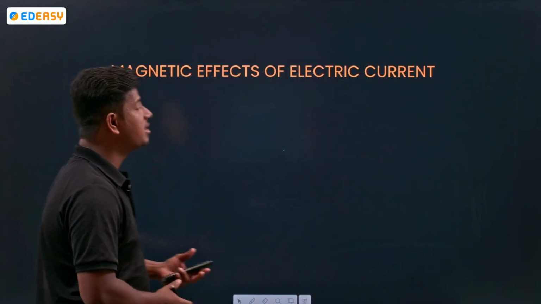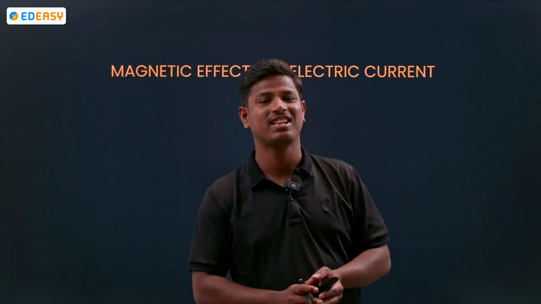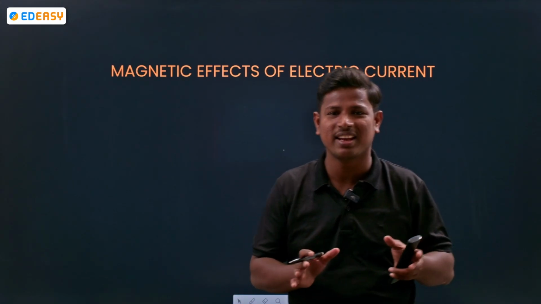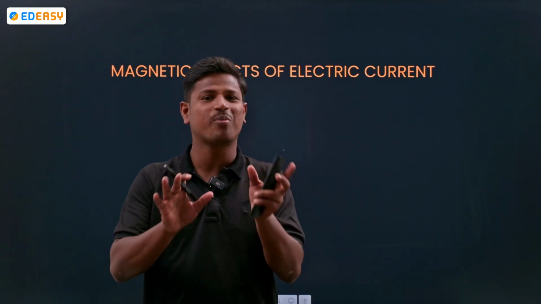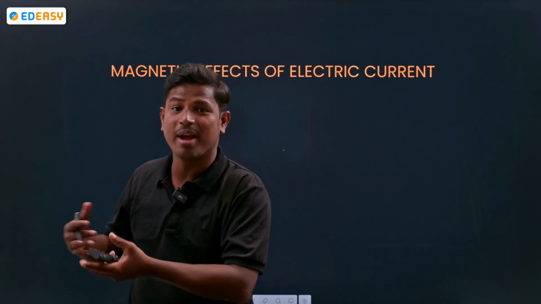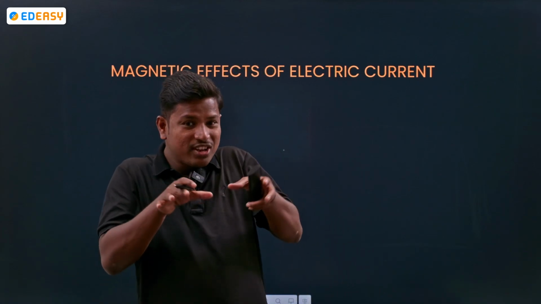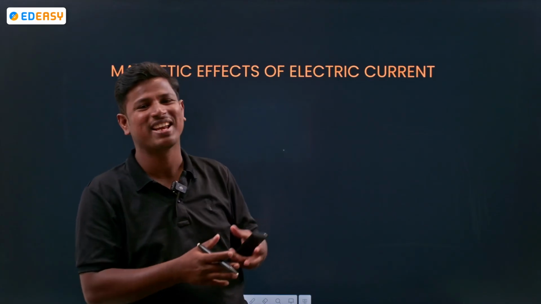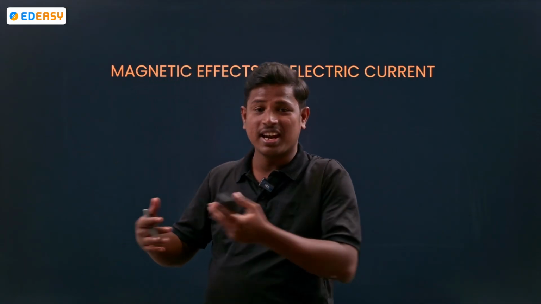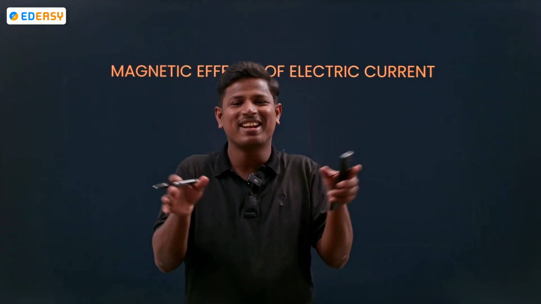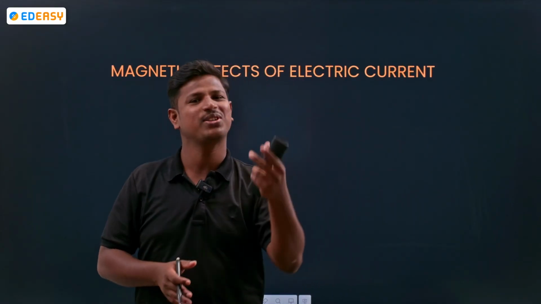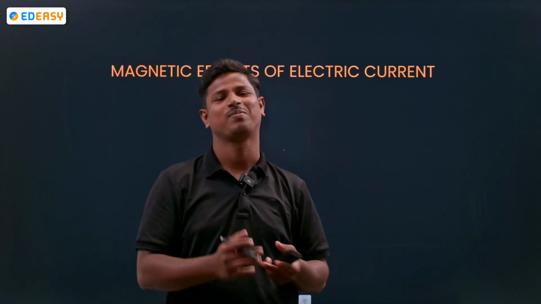And today's topic is magnetic effects of electric current. It's a very interesting topic. It's also a challenging topic, first of all, because we know about electricity and we know about magnetism. But the combination of these two is challenging, because studying electricity is one way and studying magnetism is another way, but when they come together, it's challenging for every student. It's not only the students, it's challenging for the teachers also to explain in a better way.